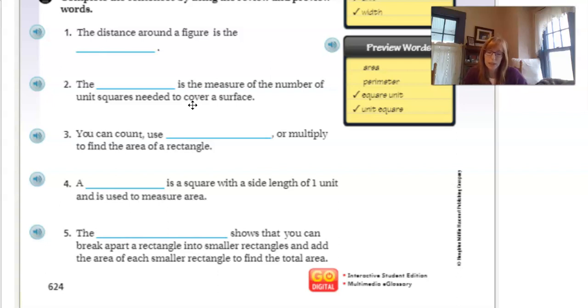Number 3 is you can count using repeated addition or multiply to find the area of a rectangle. A unit square is a square with a side length of 1 unit and is used to measure area. And then the last one is the distributive property, shows that you can break apart a rectangle into smaller rectangles and then add the area of each smaller rectangle to find a total. And I'm going to show you examples of that. All right, so we're going to move on.